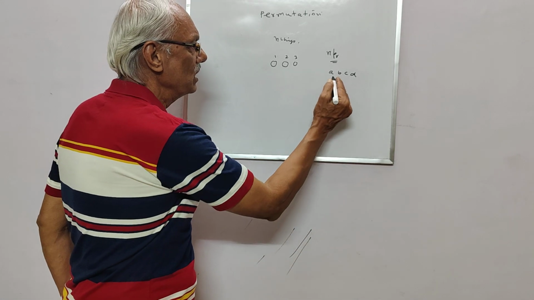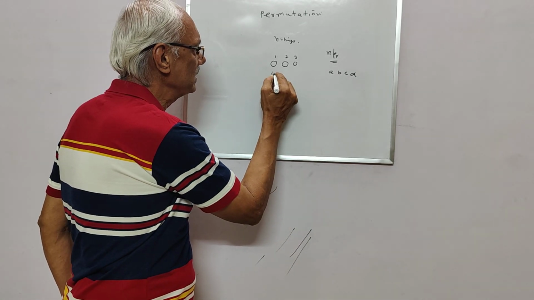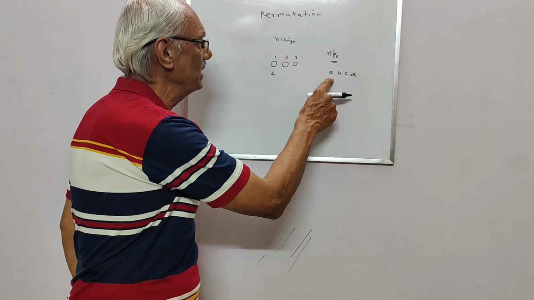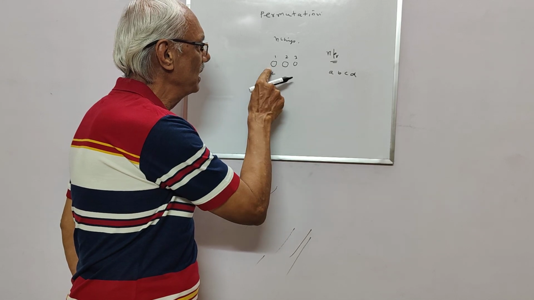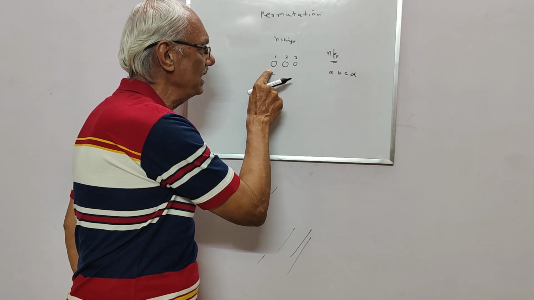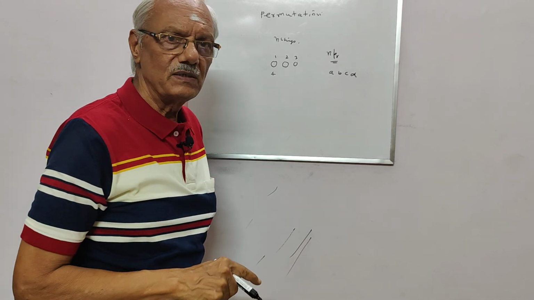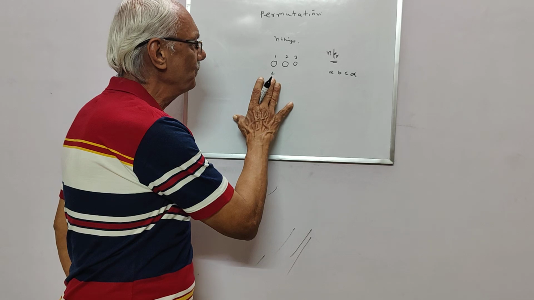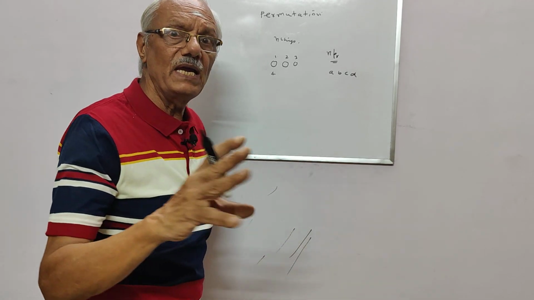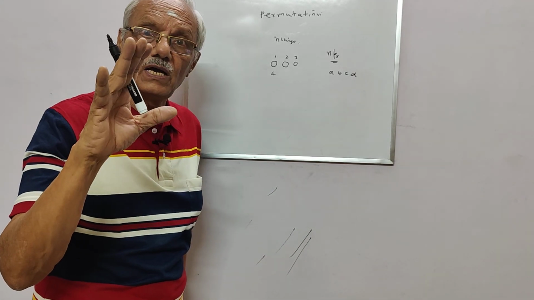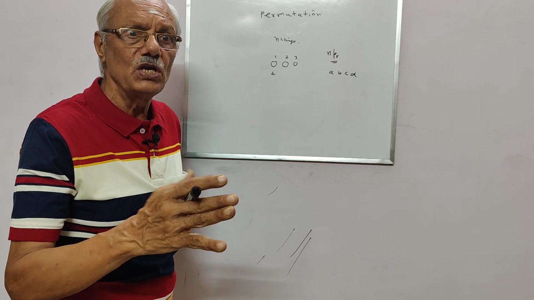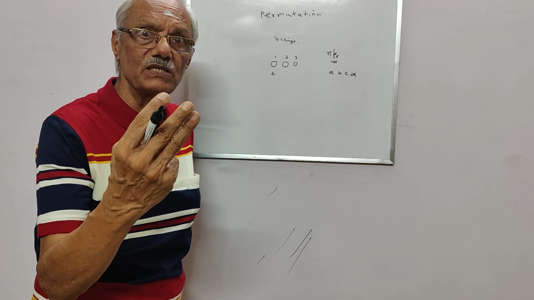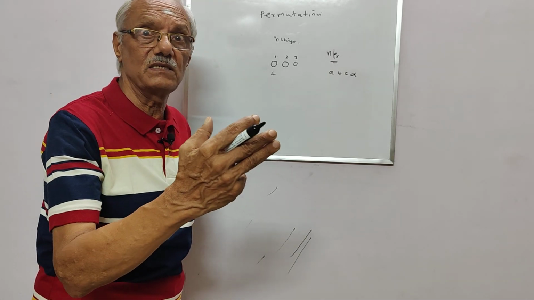Now you see that you have got 4 things. This place can be filled in 4 different ways. Either you can fill it up by A, or you can fill it by B, or by C, or by D. That means there are 4 ways of doing that. Having filled this place by any of the 4 elements A, B, C, D, you are left with only 3 other elements which can fill the second place.